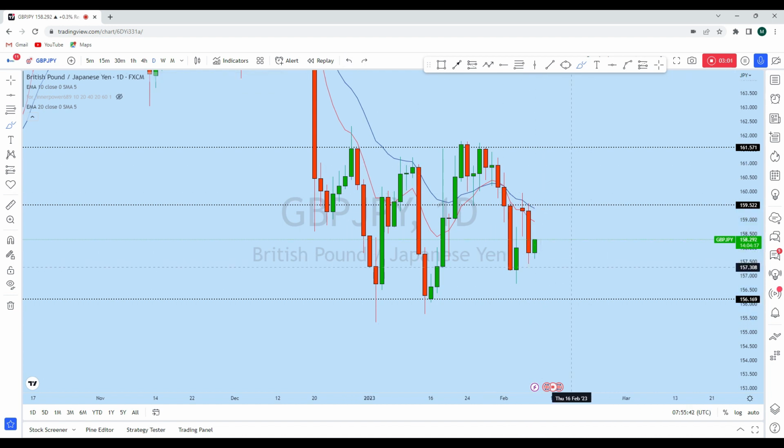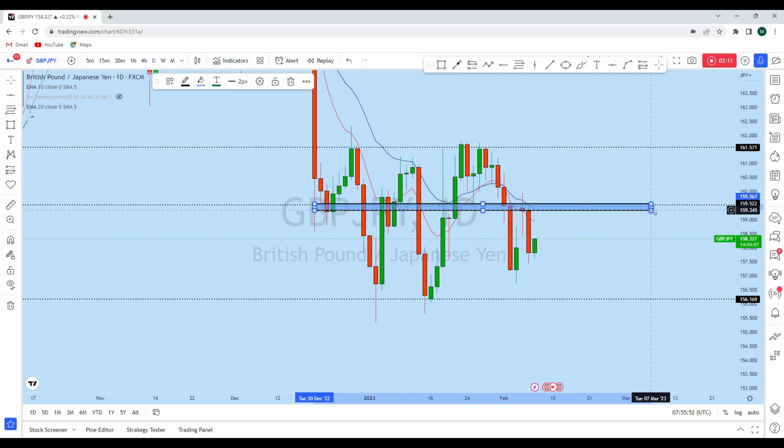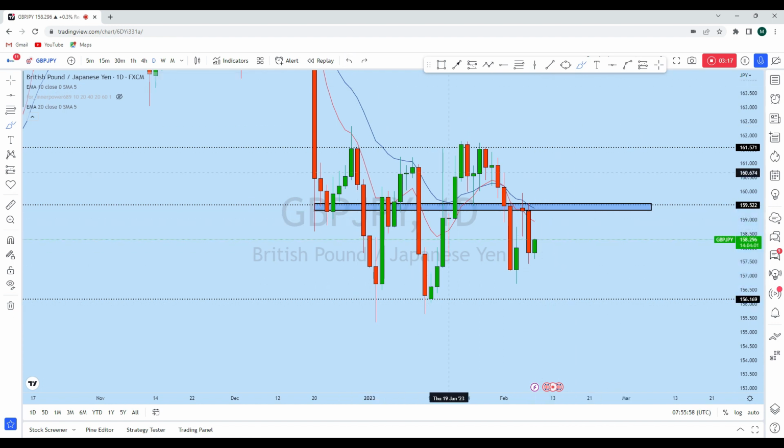Today, as soon as the market opened, we see that the price is again pushing high. What I think is that GBP JPY might again come back to this liquidity zone, and after grabbing liquidity we might see GBP JPY dropping again to the downside.